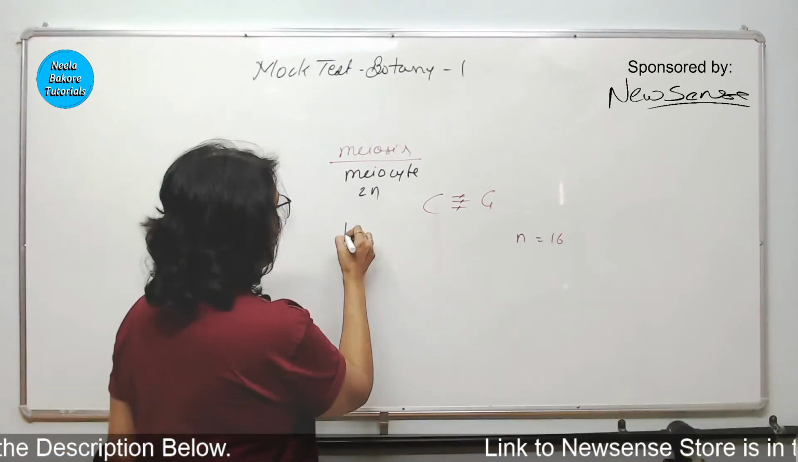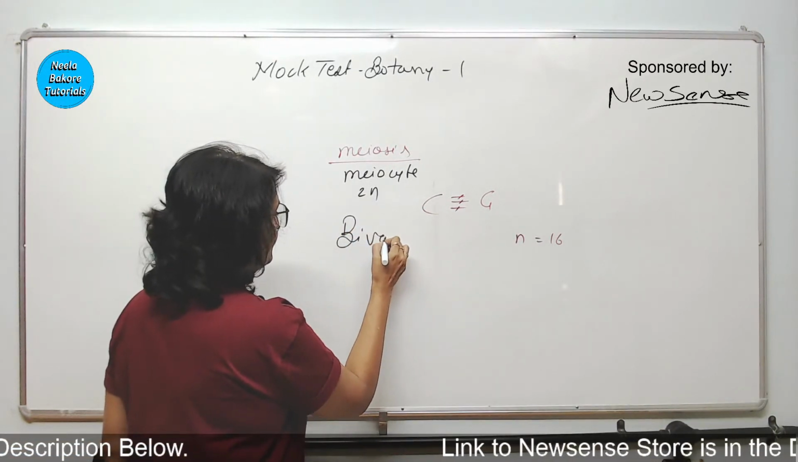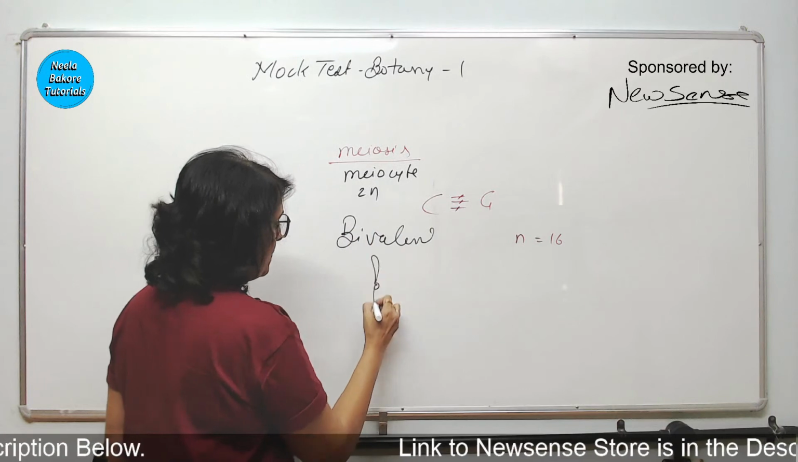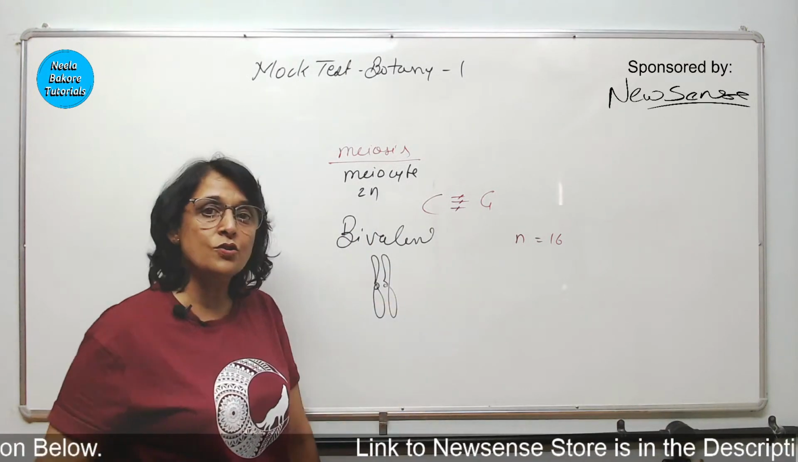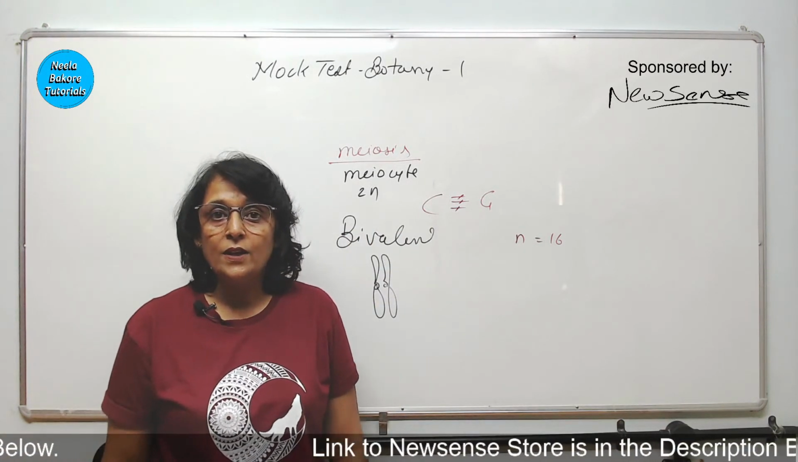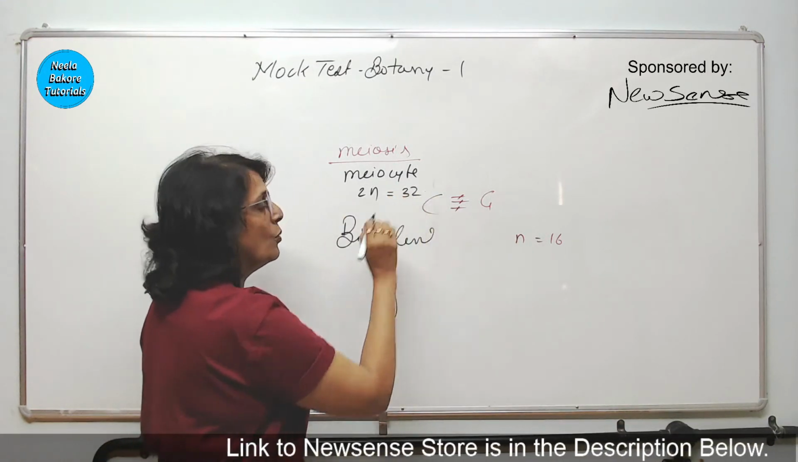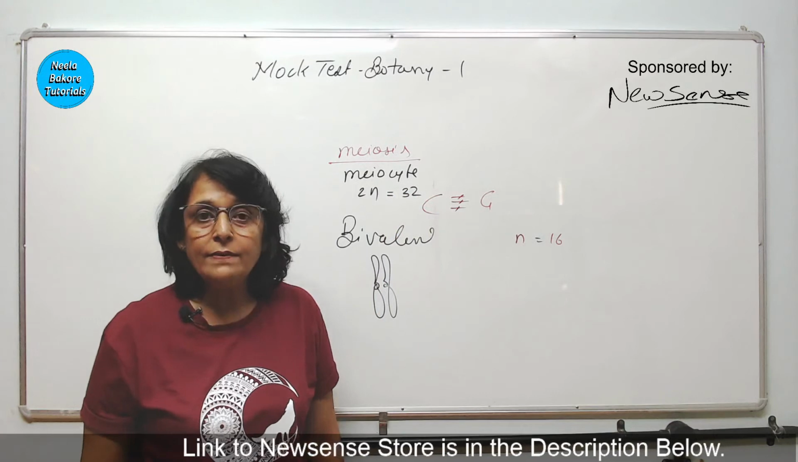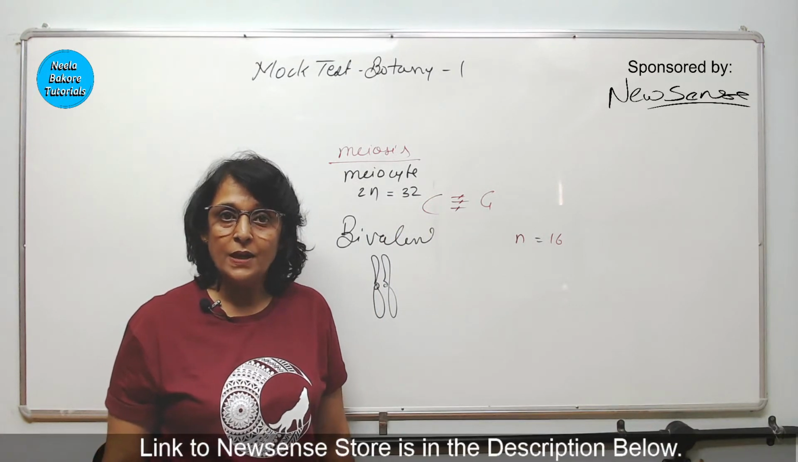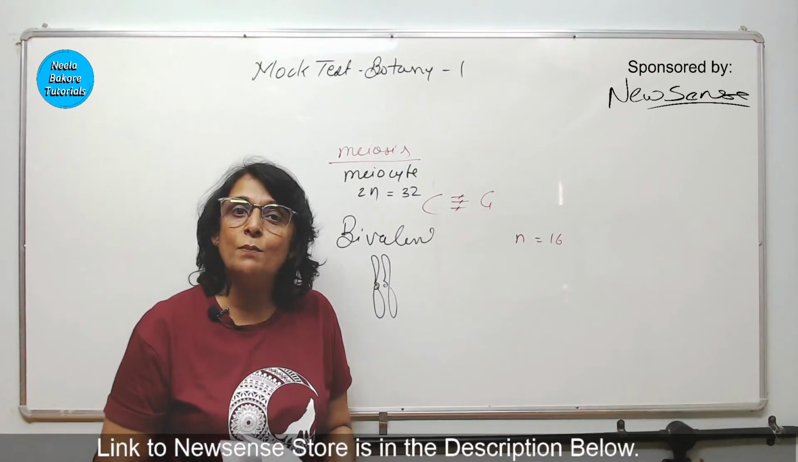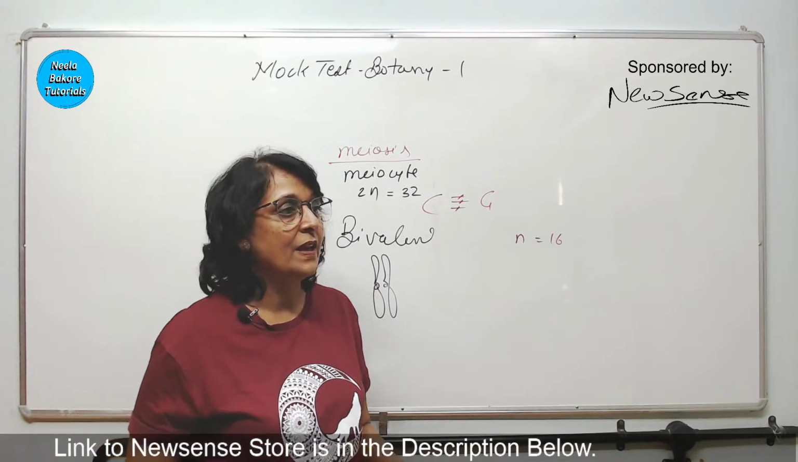Now let us come to what is bivalent. Bivalent is a pair of homologous chromosomes. So if there are 32 chromosomes as 2N, there will be 16 pairs. So 16 pairs means there will be 16 bivalents. Okay?